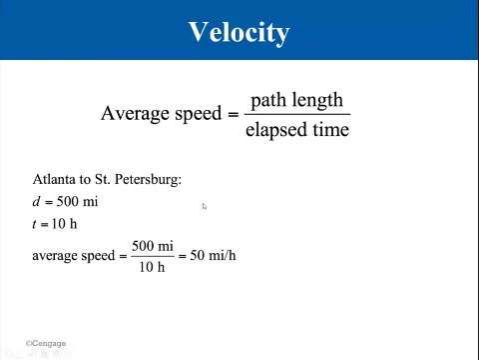Now here, I want you to take note that we are talking about speed. Speed is a scalar, it is not a vector. We don't need vector information. So we don't know exactly the direction that the car was moving through these 10 hours, and we don't care because we are talking about speed, not velocity. But we need to know the speed, which is the rate of change of the distance. 500 miles divided by 10 hours, this is 50 miles per hour. This is the speed.